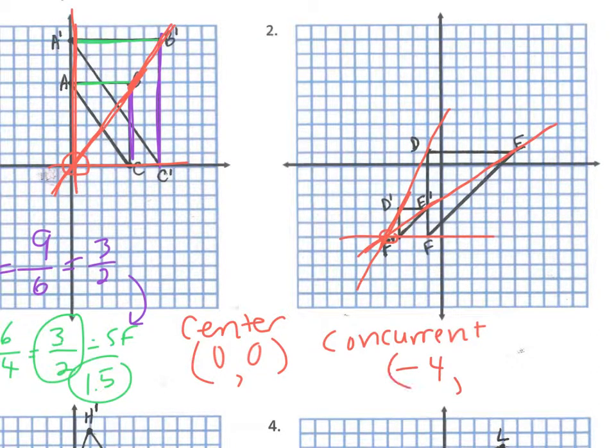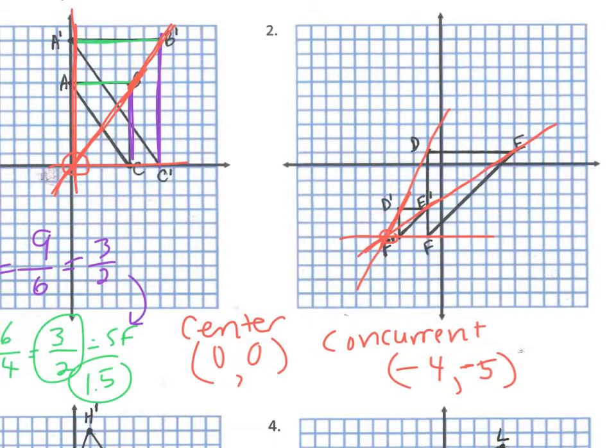-4 and -1, 2, 3, 4, 5, I believe, for the Y value. Okay, so that's an example of how we find the center of dilation.